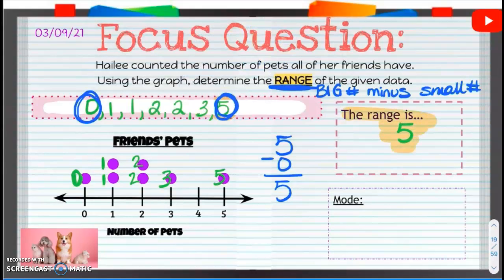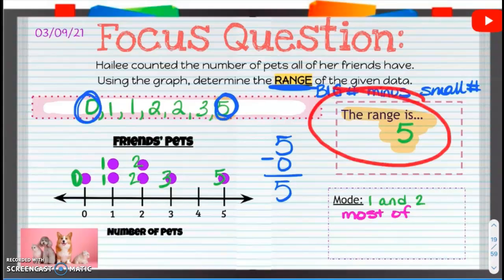Also, if you remember, the mode was 1 and 2 from yesterday. That was the number we saw the most of. And that's it. All you have to write is that the range is 5, and that's it for the focus question. Great job.